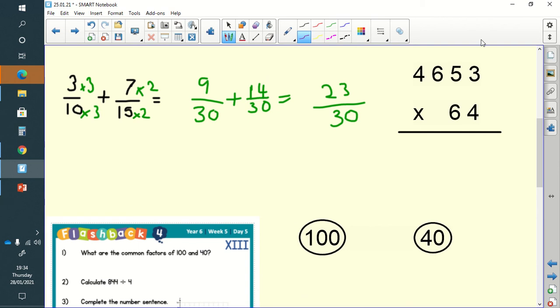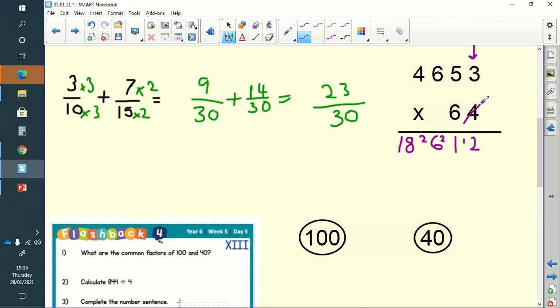4,653 times 64. So I'm starting over here in my ones with 3 times 4, which is 12. 5 times 4 is 20. Add the one you carried, 21. 6 times 4 is 24. Add the 2 we carried over, 26. 4 times 4 is 16. Add the 2 we carried, 18. Now hopefully you're agreeing with me and you've got the same number.